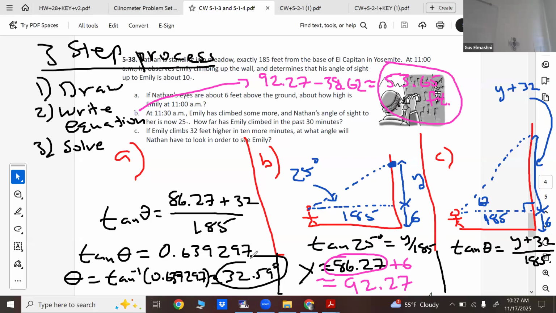By the way, if you got an answer that's less than 25 degrees for part C, that'd be weird, right? Because the angle should be higher. And if you got an angle that's way crazy, like a negative angle or an angle more than 90 degrees, that'd be kind of weird too, right? So you want to make sure the answer seems physically reasonable. If it doesn't, it's probably because you made a mistake here.